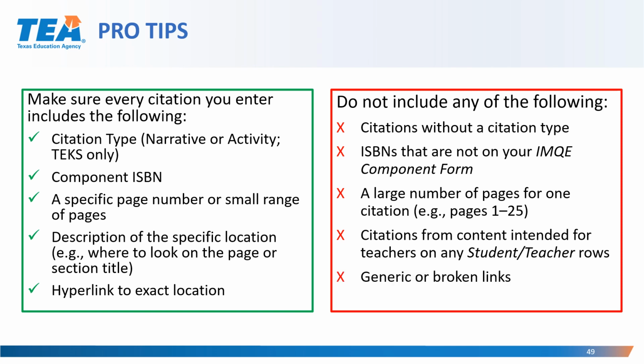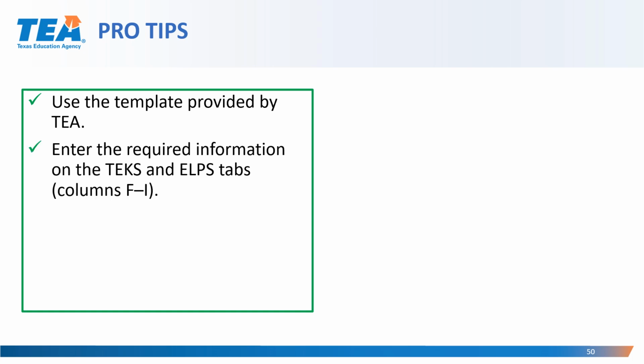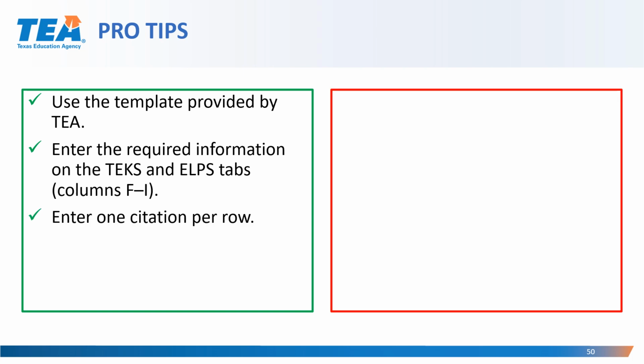If you provide hyperlinks, make sure they're directing reviewers to the exact content you're citing and that they are working links. I mentioned on the previous slide that there are formulas built into the template, so it's very important that you use the one that we provided to you. You will need to enter all of the required information and can only provide one citation per row.